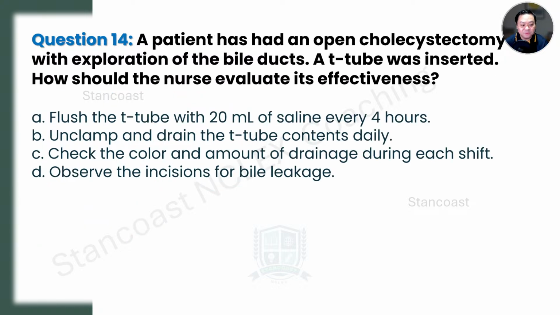Let's move on to our next question, number 14. A patient has had an open cholecystectomy with exploration of the bile ducts. A T-tube was inserted. How should the nurse evaluate its effectiveness? A, flush the T-tube with 20 mL of saline every 4 hours. B, unclamp and drain the T-tube contents daily. C, check the color and amount of drainage during each shift. And D, observe the incisions for bile leakage.